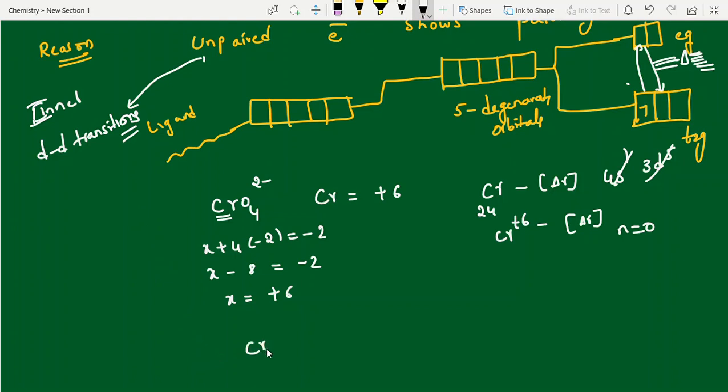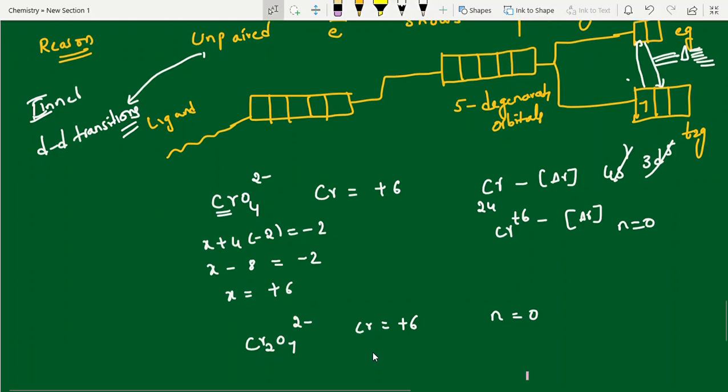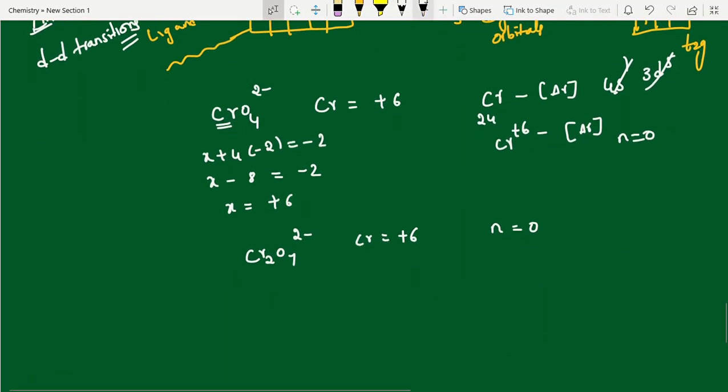What is this? Chromate and dichromate. In the previous video I also had given that chromate and dichromate are interconvertible. If you maintain acidic condition, it converts into dichromate. If you maintain basic condition, it converts into chromate. So this is a common question. Here also chromium plus 6 oxidation state, same thing. Here also n equal to 0. So calculate the oxidation state. Next one. What is the next example?